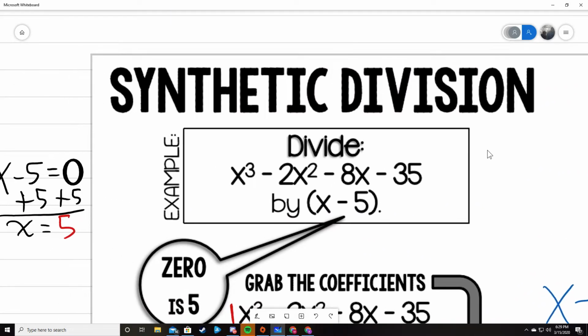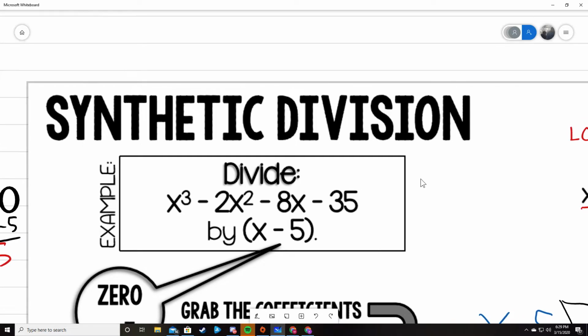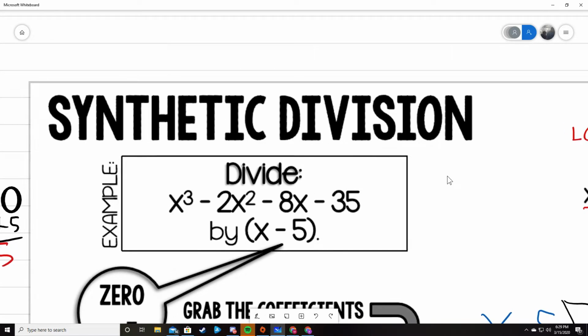First problem, we're going to look at the same thing that we dealt with the long division way. We're going to divide x to the third minus 2x squared minus 8x minus 35, and we're going to divide that by x minus 5. So it's going to be the same answer when we do this. The method is going to be different though.